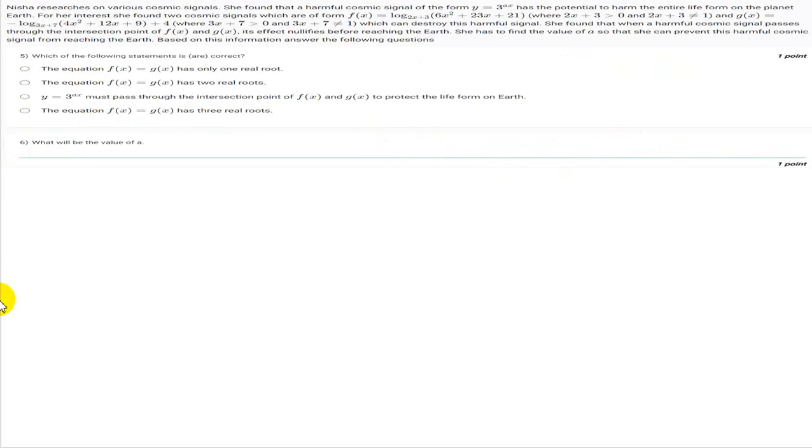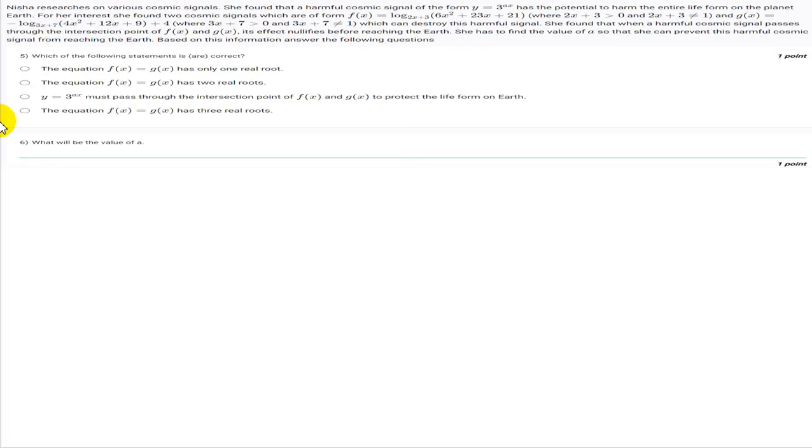Yeah, this question is an interesting one, and I'm not going to solve it because it is going to be very lengthy. Okay, so it says that Nisha researches various cosmic signals. She found that a harmful cosmic signal of the form y = 3^(ax) has the potential to harm the entire life form of the planet Earth.